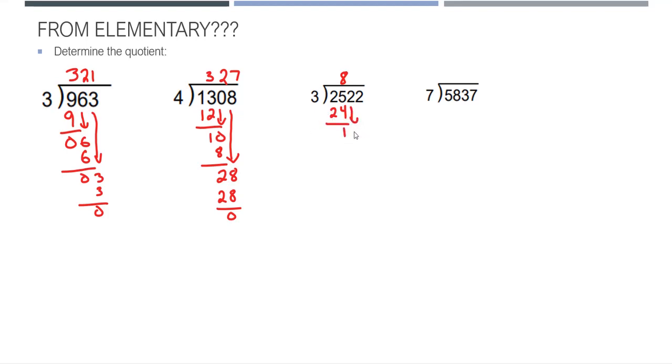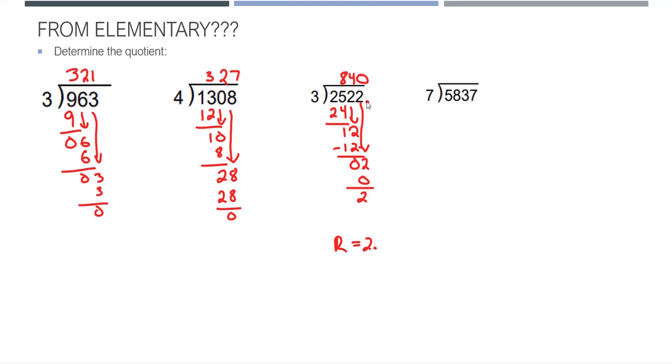Drop down the 2. How many times does 3 fit into 12? Well, 4 times. And what's 4 times 3? 12. 12 minus 12 is 0. Drop down the 2. And then how many times does 3 fit into 2? Well, none. So right now, we would have a remainder of 2 if I was to stop there. So remainder equals 2. Now we could continue this on.